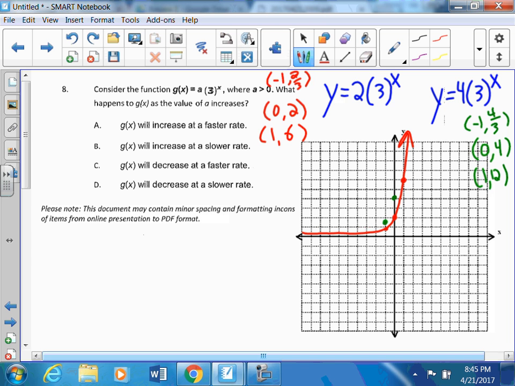0, 4. 1, 12. So I think the green line is still going to approach the x-axis, but it's going to go up like this. So what's happening there? And if you look, g of x will increase. They both increase.